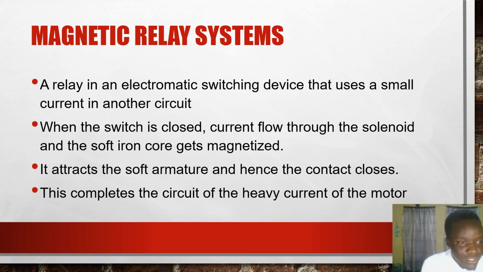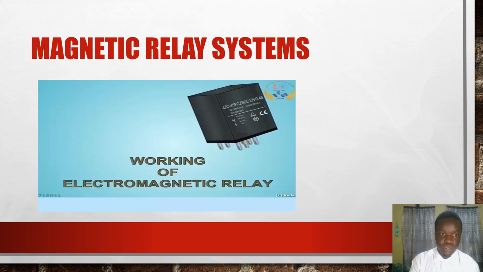The magnetic relay system. So what is a magnetic relay system? A relay is an electromagnetic switch device that uses small current in one circuit to control an adjacent circuit. When the circuit is closed, current flows through the solenoid and the soft iron core gets magnetized. It attracts the soft armature and hence the contact closes. This completes the circuit of heavy current in the motor. This is a video representation of how a magnetic relay system works.